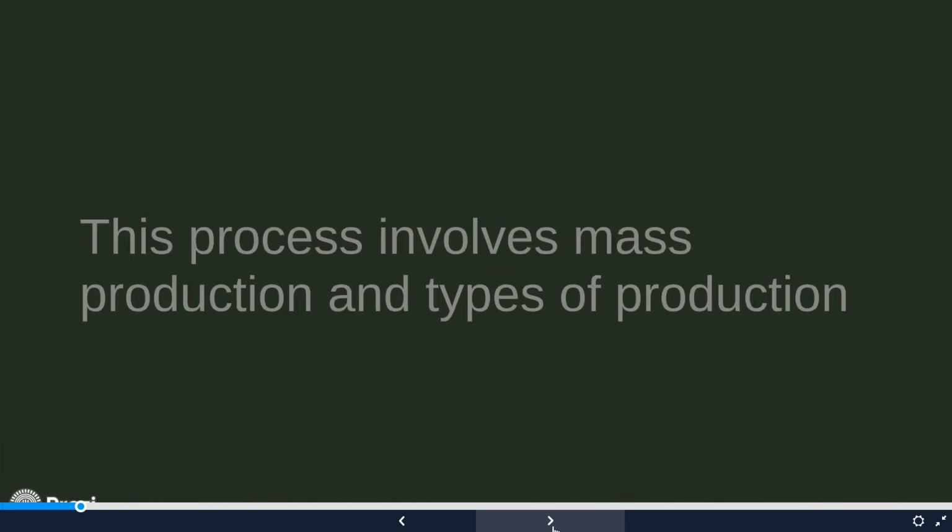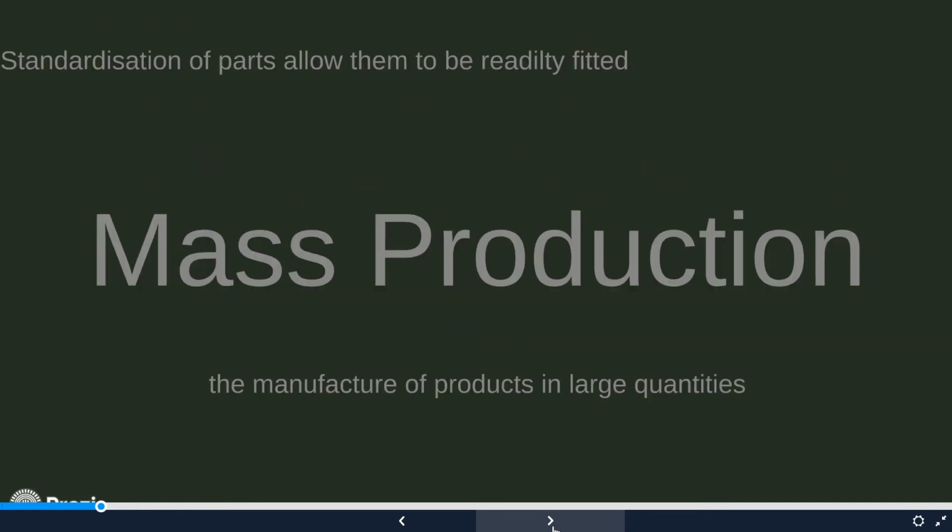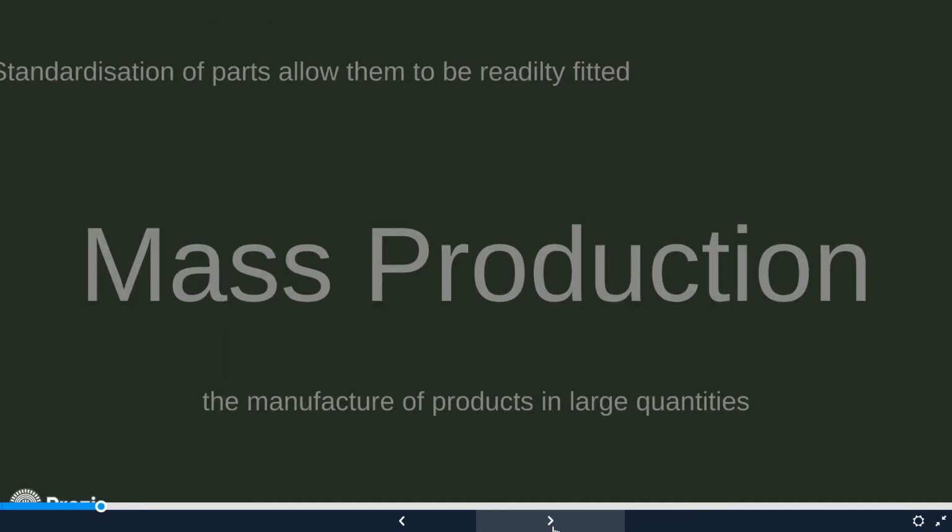Mass production and the different types of production. So we're going to be looking at the different types of production: mass production, discrete, continuous, and batch systems. They're the sort of things that we're going to look at, and we're going to define them in this video. So the first thing we look at is of course mass production.